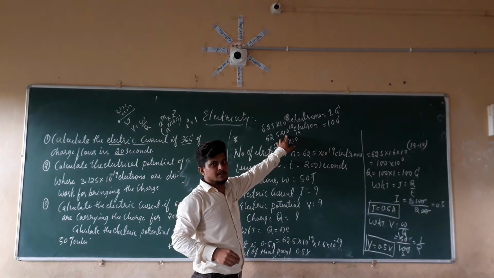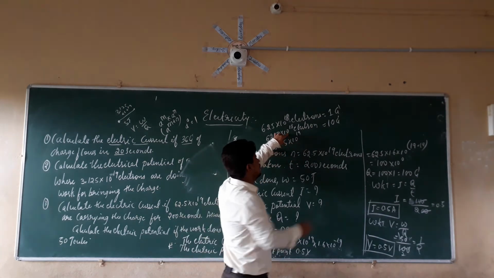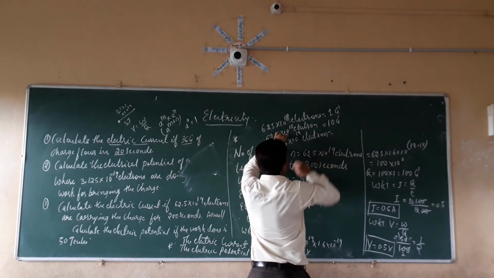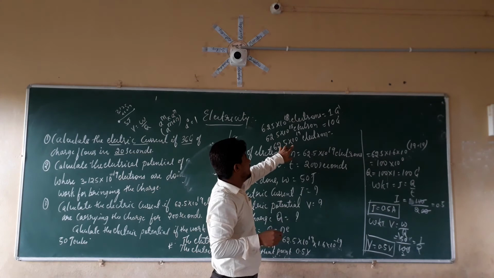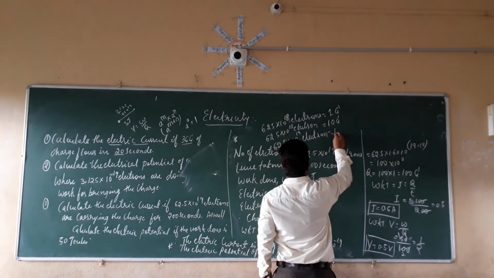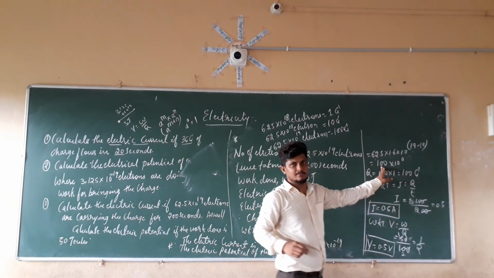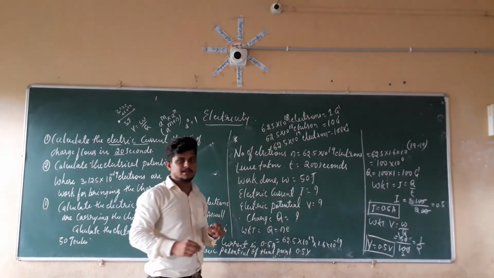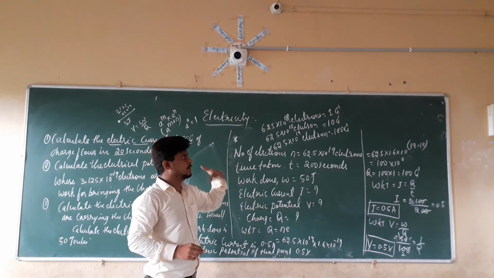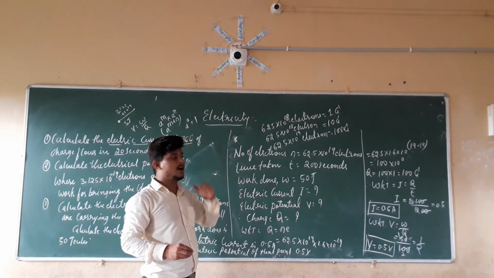In the same manner, if we take 62.5 into 10 raised to 19, initially it is 10 raised to 18, now it will become 10 raised to 19. That is again multiplying by 10. So 62.5 into 10 raised to 19 electrons constitute how much charge? If I multiply by 10 here, I have to multiply by 10 here also. It will become 100 coulombs. So you should remember that 6.25 into 10 raised to 18 is equal to 1 coulomb. Therefore, 62.5 into 10 raised to 18 is equal to 10 coulombs, and 62.5 into 10 raised to 19 is equal to 100 coulombs.